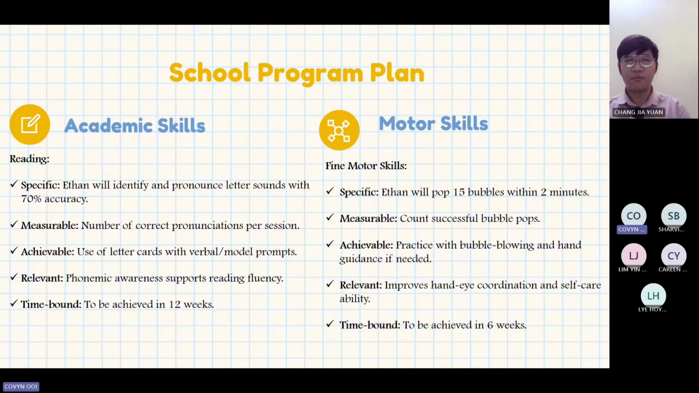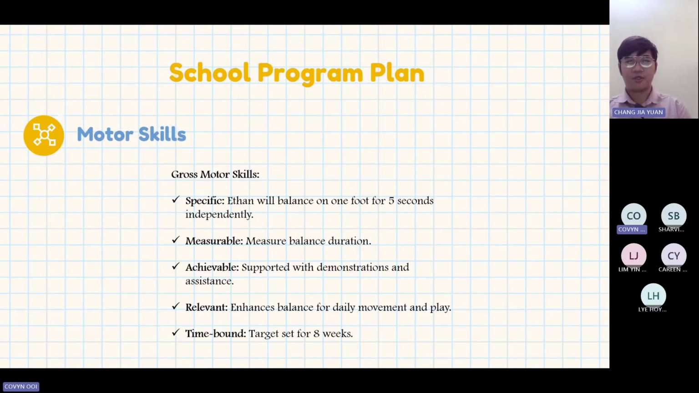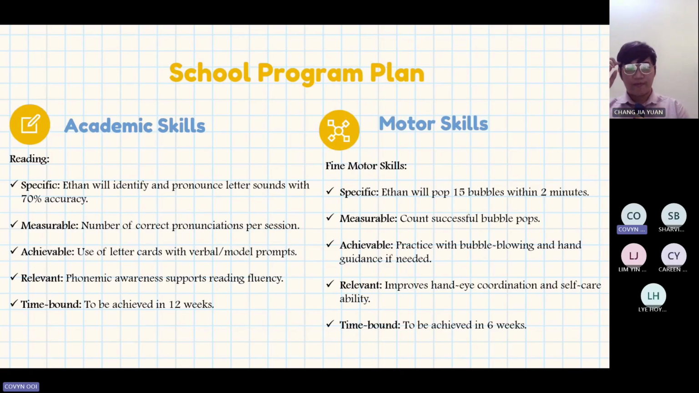Next. For fine motor skills, we plan for Ethan to be able to pop 15 bubbles within 2 minutes. The bubbles will be put out at a constant rate, and we measure the progress by counting successful pops. This activity helps his eye coordination and also prepares him for other daily tasks like holding pencils. We aim to reach this goal within 6 weeks.